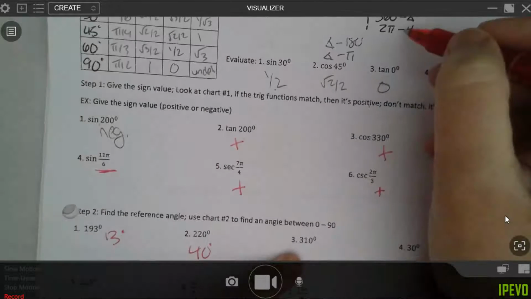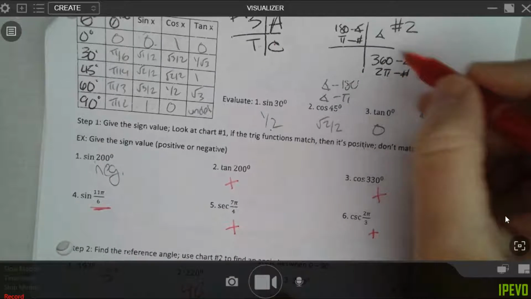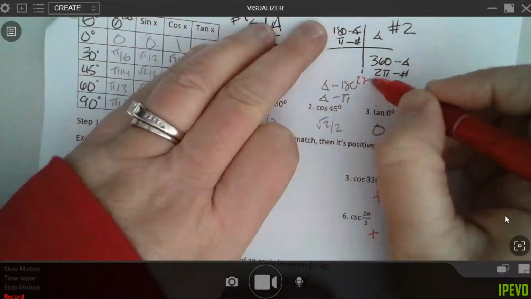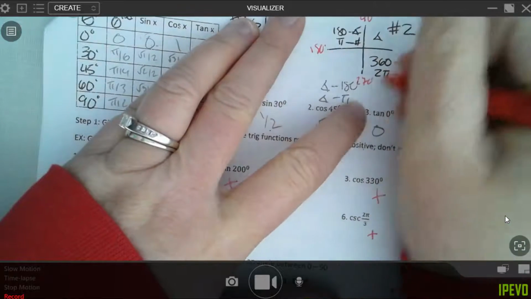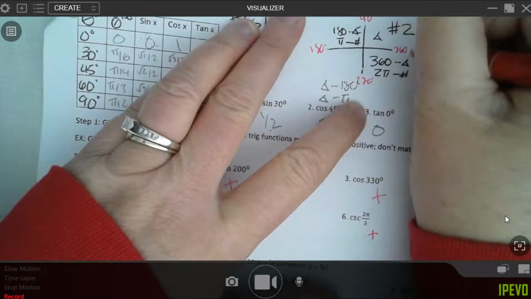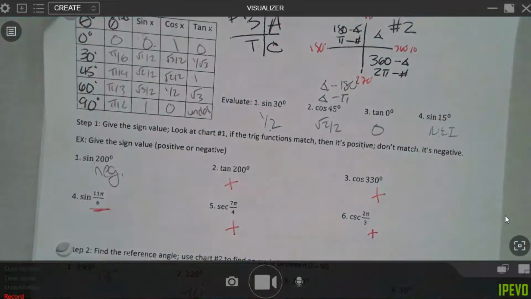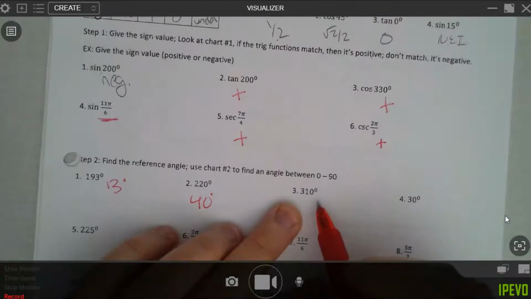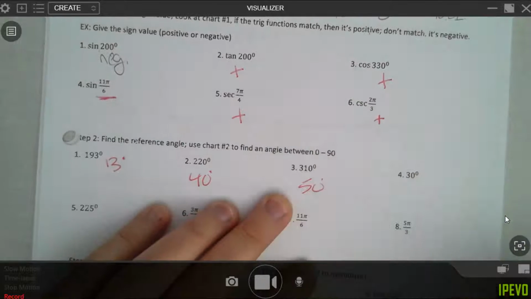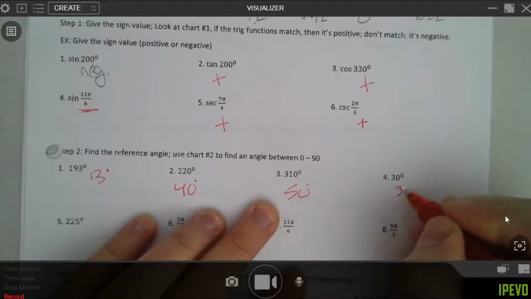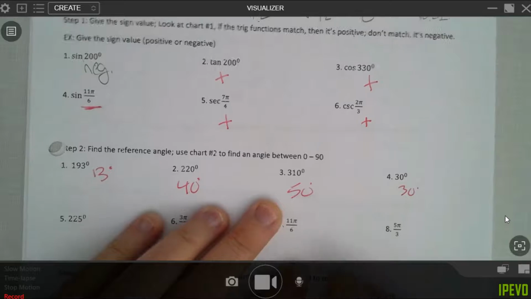310, now that falls into this quadrant right here. 310 is bigger than 270. You might want to draw this on your angles if you don't know. That's 90, that's 180, that's 270, and this is 360 or 0. So down here, 310 is between 270 and 360, so we're going to follow that rule and get 50 degrees. This is its own reference angle. It's already between 0 and 90, so you found it.